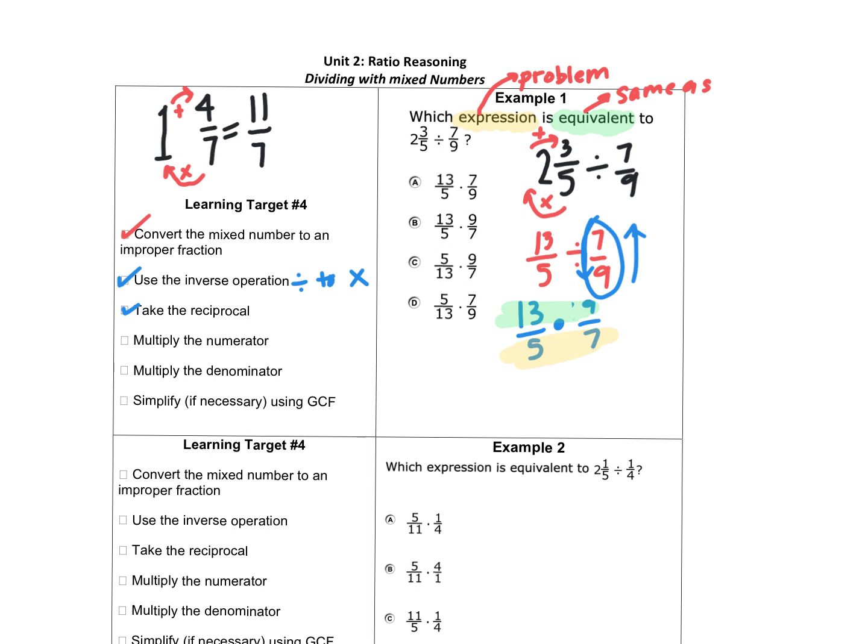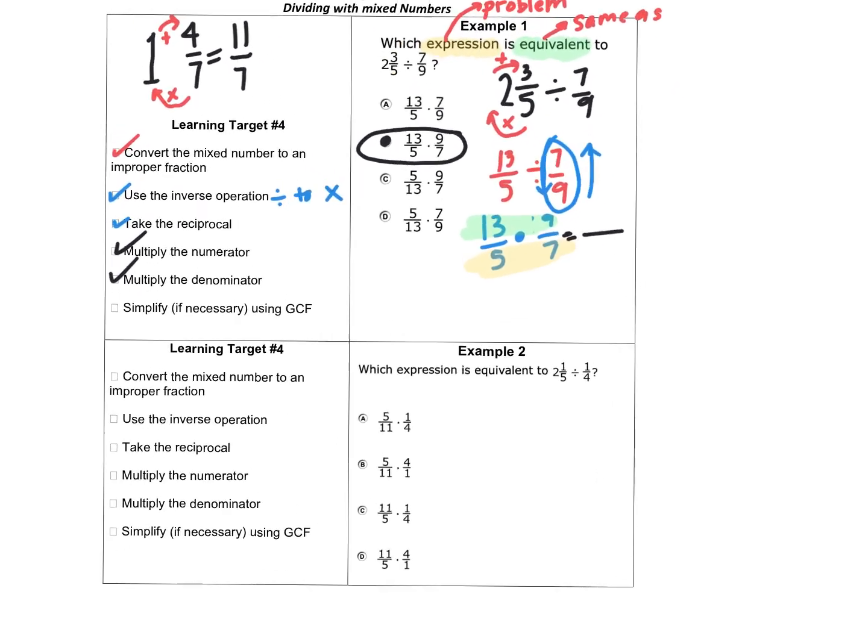Well, in this particular case, they're not asking what the answer is. They're just asking which expression is equivalent. So we're looking for 13 over 5 times 9 over 7. And if you notice here, 13 over 5 times 9 over 7 is B. So the answer is B. That's what's equivalent. If we want to, we could go ahead and multiply straight across, which you please go ahead and do with your calculator. Multiply 13 times 9 and 5 times 7. You see what you get. So we multiplied the numerator and the denominator. And if we need to, we'll simplify. In this case, we don't really need to because we're just setting up the problem.